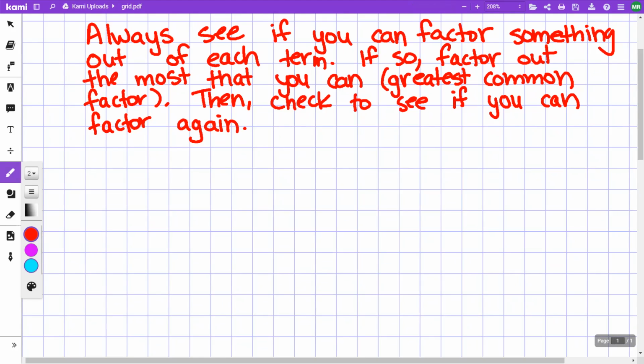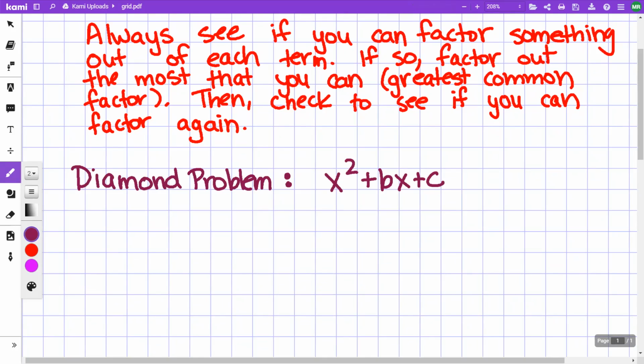The first type of problem I'm going to go through is an example with what I call a diamond problem. You can use the idea of a diamond problem when you're trying to factor something like x squared plus bx plus c, where your lead coefficient in front of your x squared is a 1. I'm going to go through 2 examples like this. The first example, let's say we have x squared minus 7x plus 10.